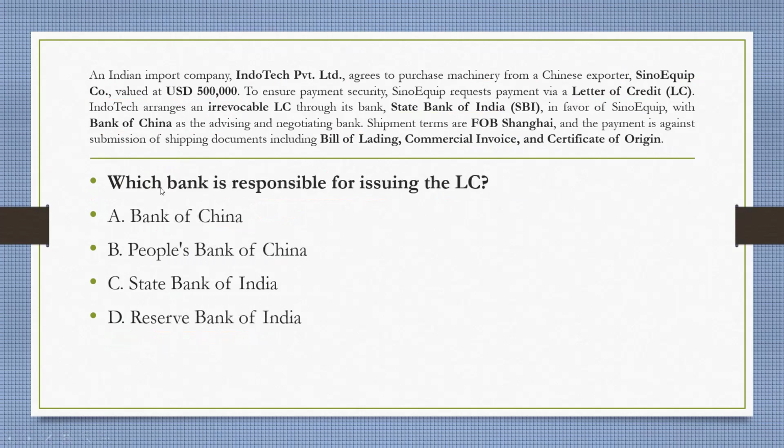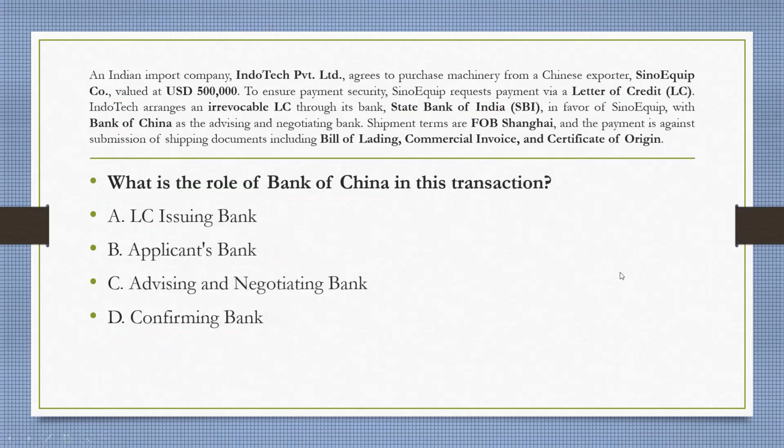Let's see the next question. Which bank is responsible for issuing the LC? Bank of China, People's Bank of China, State Bank, Reserve Bank. The correct answer is C, State Bank of India. So that will be responsible for issuing the LC. Next is, what is the role of Bank of China in this transaction? LC issuing bank, applicant bank, advising and negotiating bank, confirming bank. The correct answer is C, that is advising and negotiating bank.